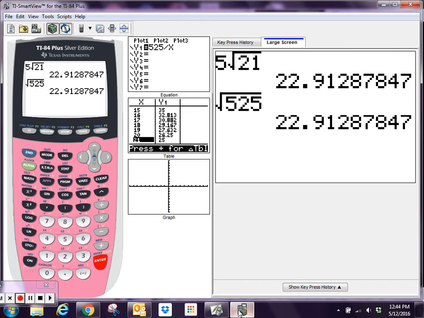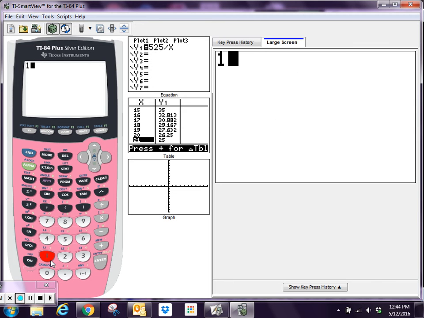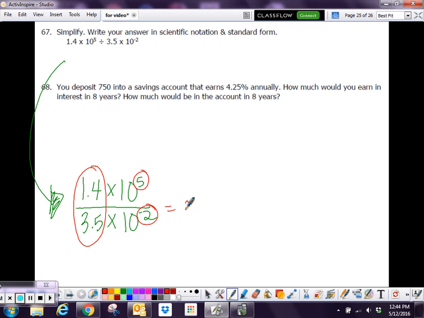So if I do 1.4 divided by 3.5, that's 0.4. So I have 0.4 times 10 to the, now here's where it gets tricky. Because when you subtract exponents, this is not 5 minus 2, it's 5 minus, because we need to subtract exponents, a negative 2. So that changes to plus a positive, which is 10 to the 7. Now you could type this whole thing in your calculator, but that's going to get you your standard form answer.